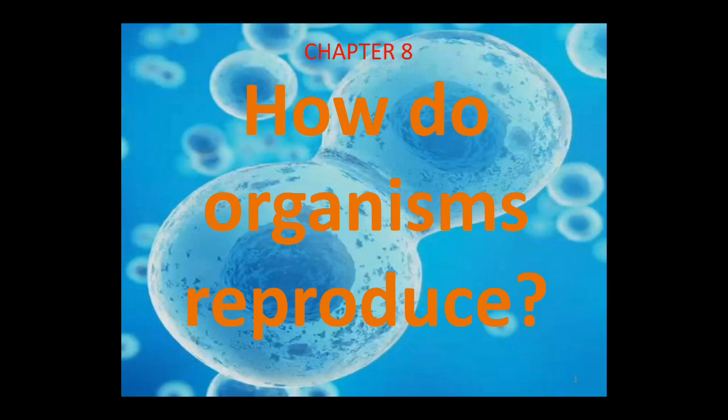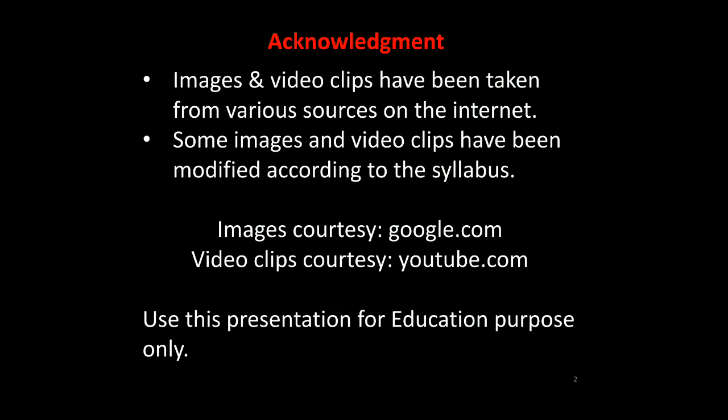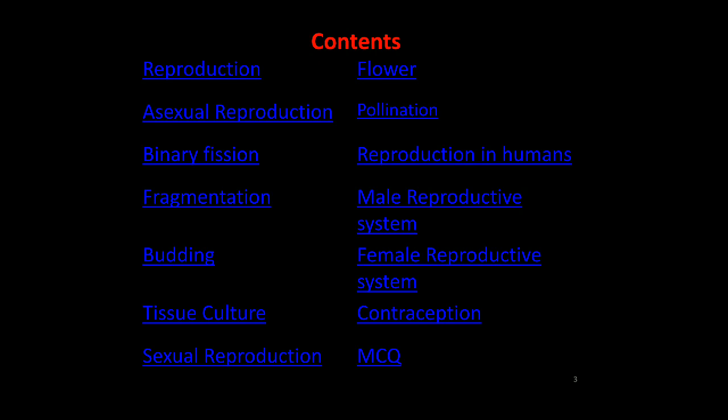So what is reproduction? These are the images and clips I took from the internet for this purpose. These are the topics we are going to cover: reproduction, asexual reproduction, what is binary fission, fragmentation, budding, tissue culture, asexual reproduction, about flower, pollination, reproduction in humans, male reproductive system, female reproductive system, contraception, and some MCQs.